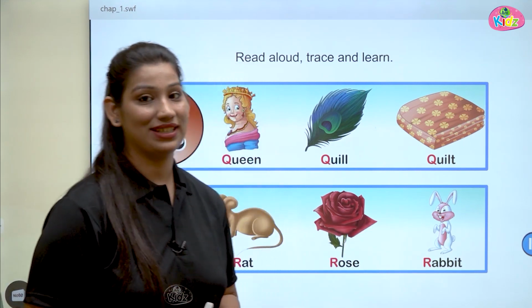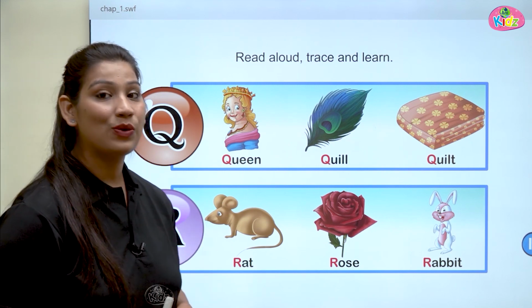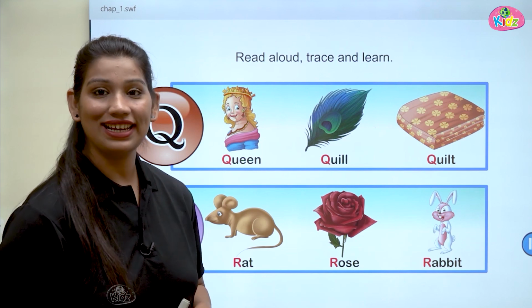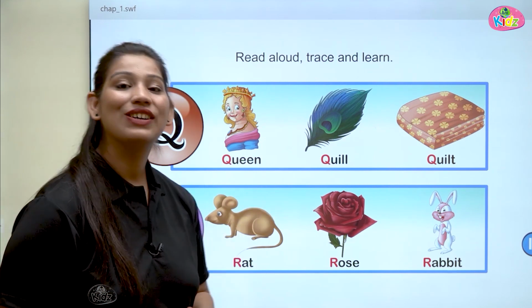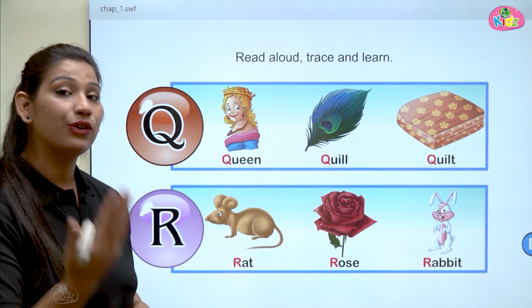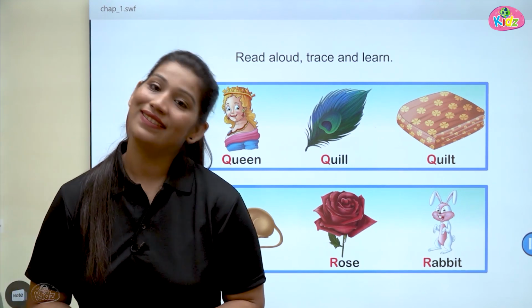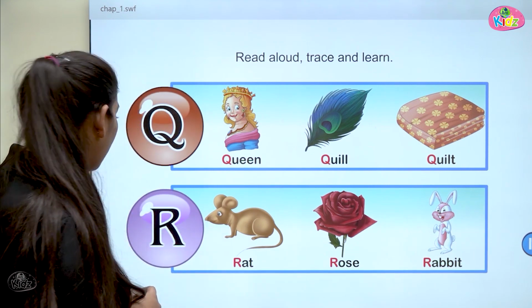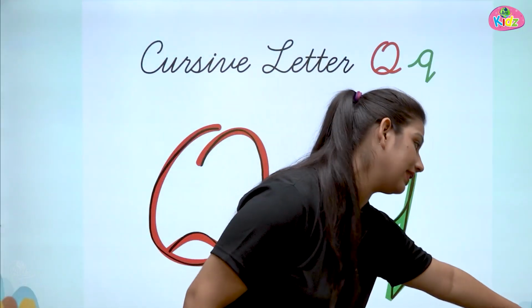R, rabbit. You know, students, rabbit loves to eat carrots. R, rabbit. R, rat. R, rose. R, rabbit. Now, let us understand how to write R in cursive.